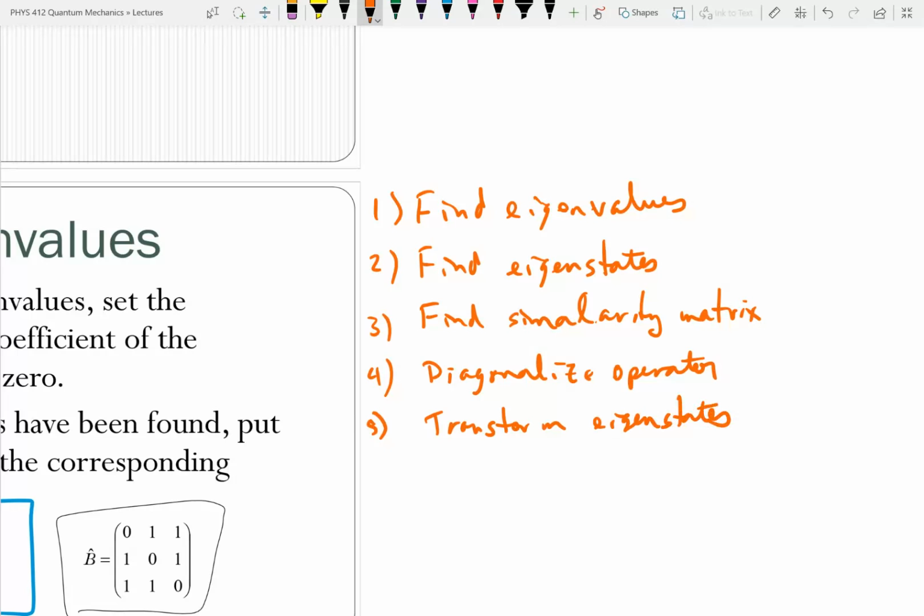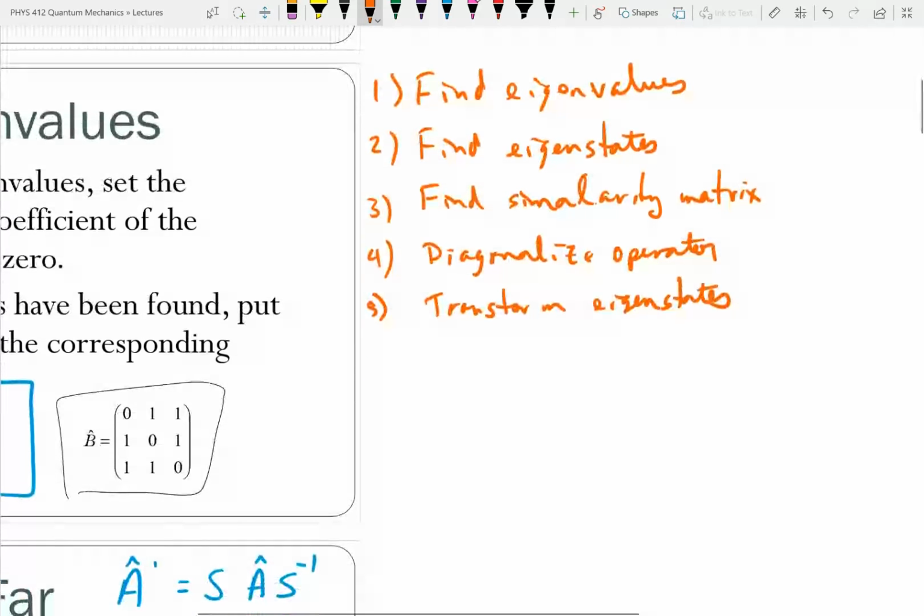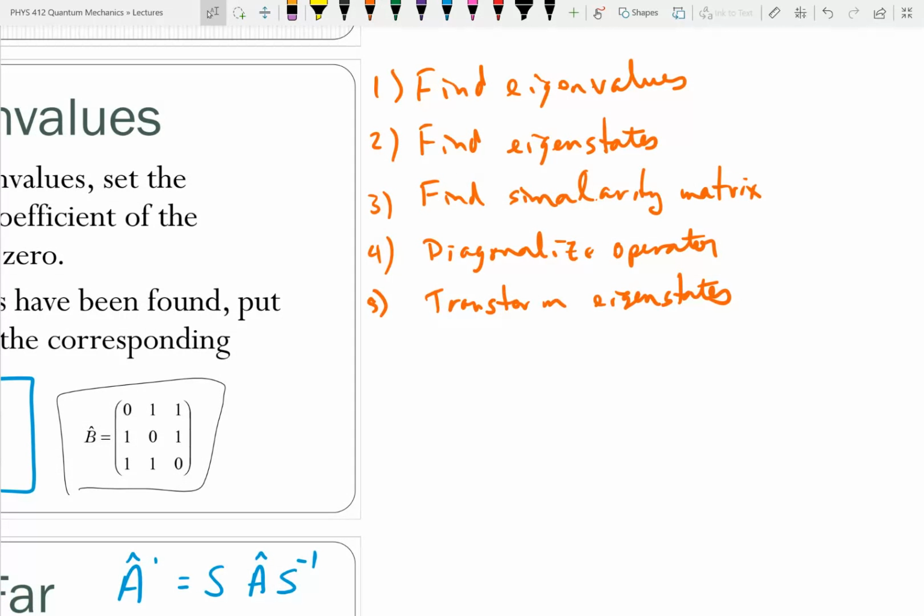Okay, so there's the steps we're going to do. 1, find the eigenvalues. 2, find the eigenstates. 3, find the similarity matrix. 4, diagonalize the operator. 5, transform the eigenstates. So let's start. How do I find the eigenvalues?